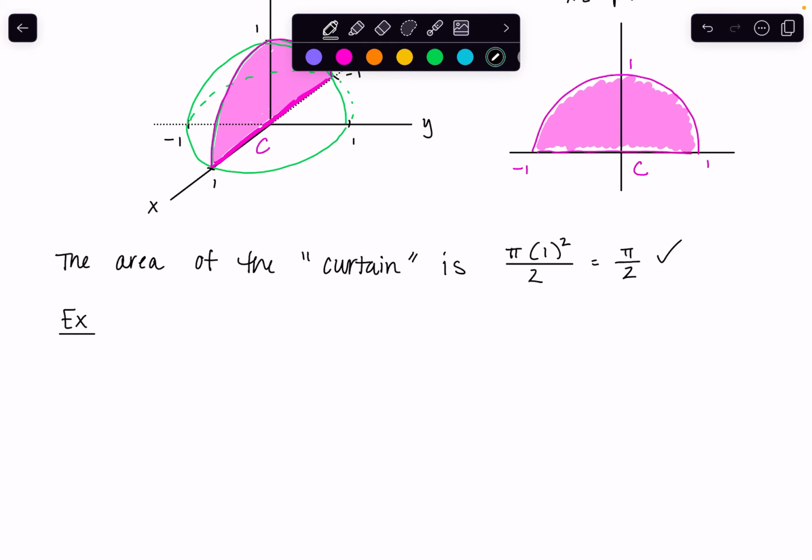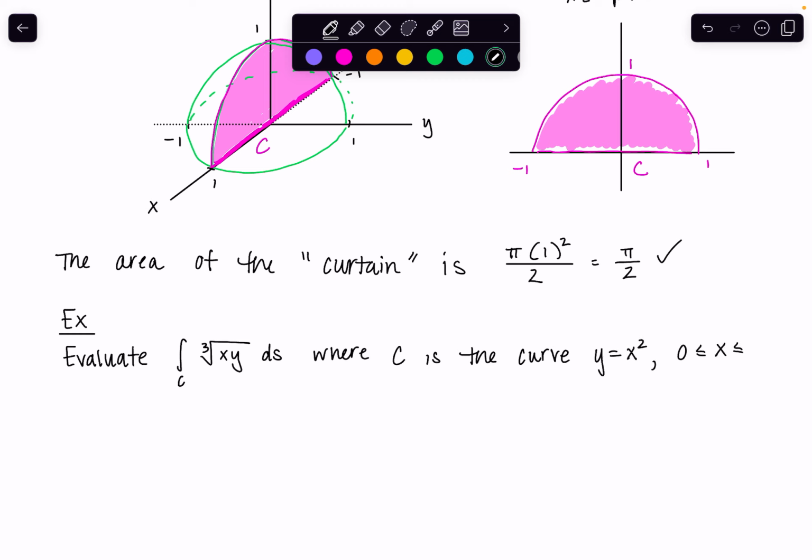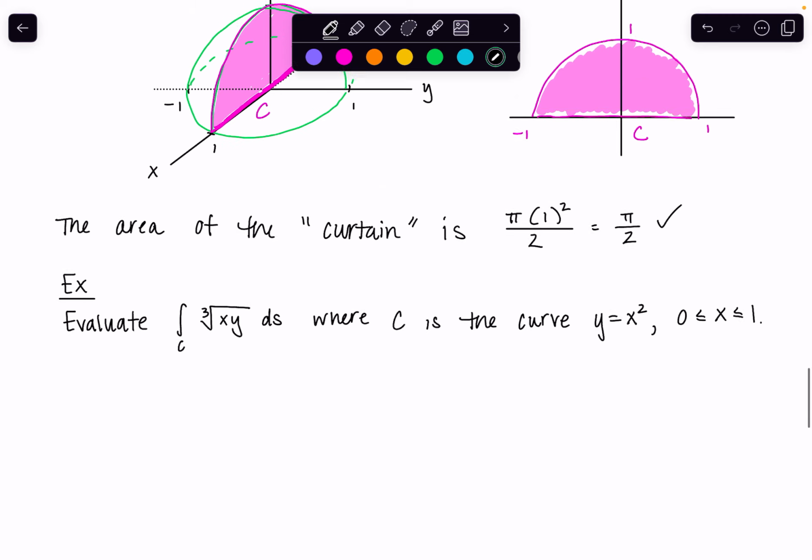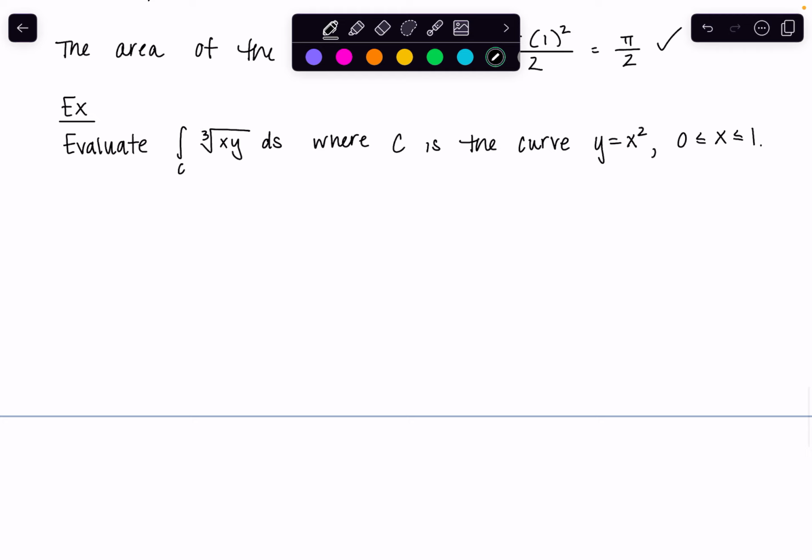So for our second example on this, we're going to evaluate the integral over the curve C of the cube root of xy ds, where C is the curve y equals x squared, where x is between 0 and 1. So the problem with this one is they don't give me a vector function r of t. Instead, they just tell me what the curve is. So I have to go ahead and parameterize this curve.